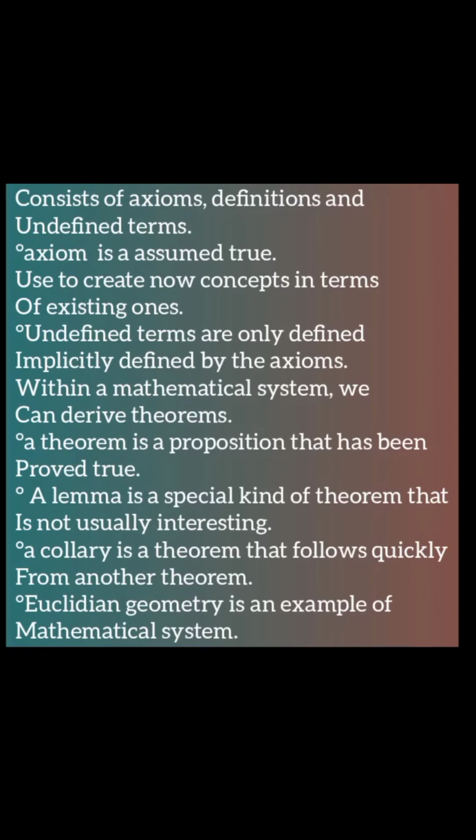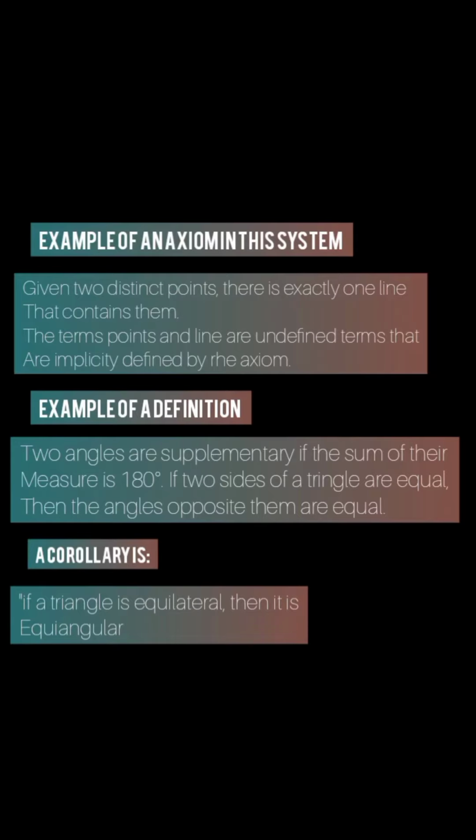Example of an axiom in this system: given two distinct points, there is exactly one line that contains them. The terms point and line are undefined terms that are implicitly defined by the axiom. Example of a definition: two angles are supplementary if the sum of their measures is 180 degrees. Example of a theorem: if two sides of a triangle are equal, then the angles opposite them are equal. A corollary is: if a triangle is equilateral, then it is equiangular.